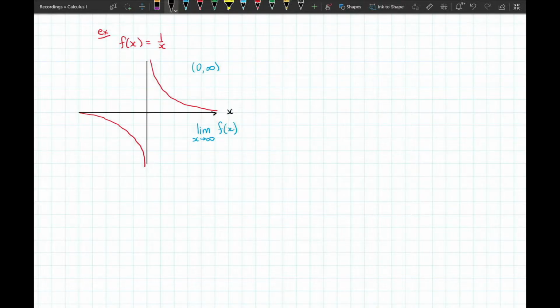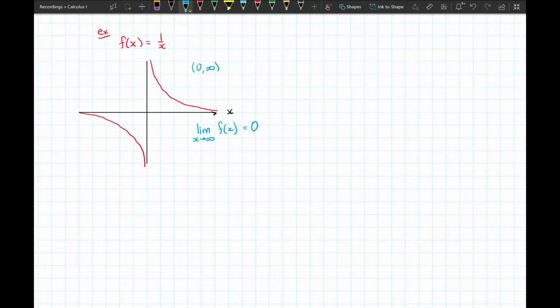The value of f of x can be made as close to 0 as we wish by choosing a sufficiently large x. So we would say that the limit of f of x as x approaches infinity is equal to 0. We just have to remember that actually 0 is not in the range of this function. It never does equal 0.